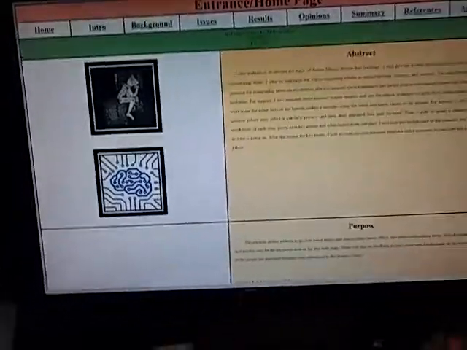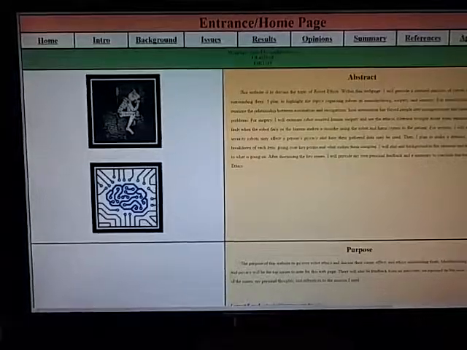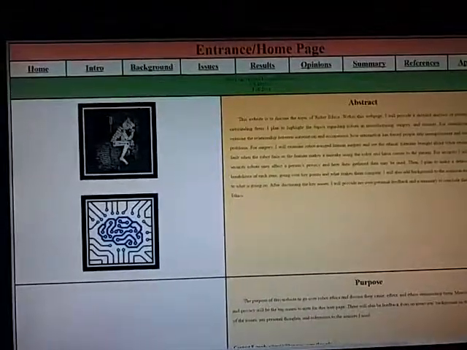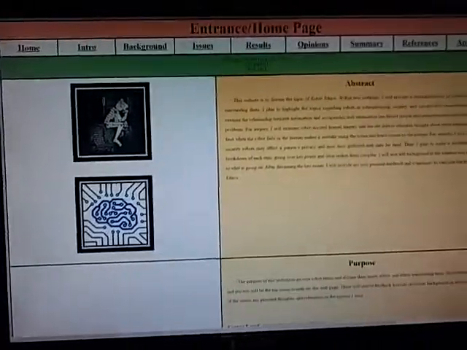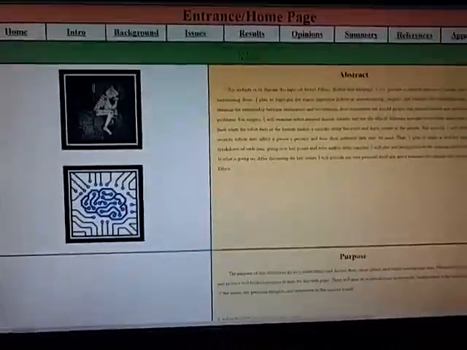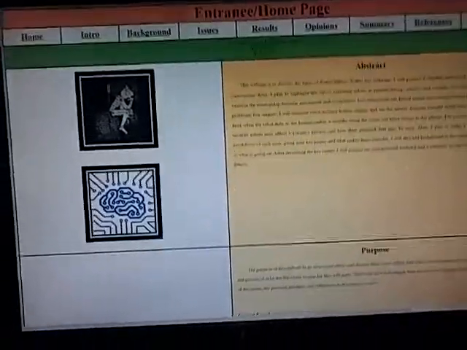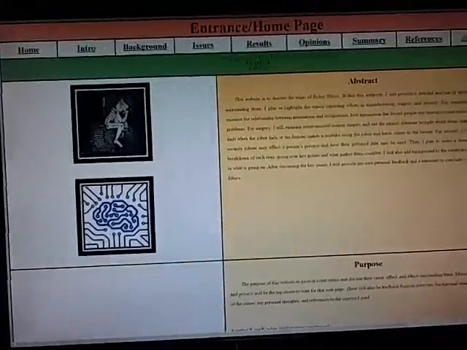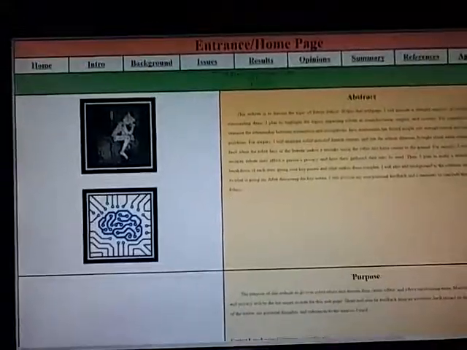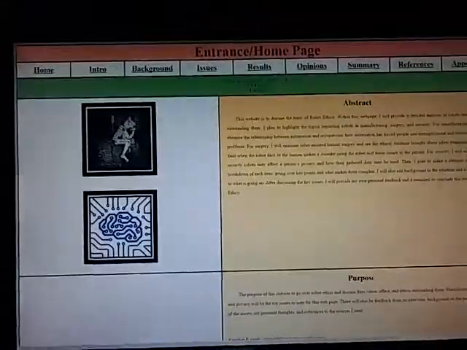The website's purpose is to discuss the topic of robot ethics. I provided a detailed analysis of robots and the ethics surrounding them. I plan to highlight topics regarding robots in manufacturing, surgery, and security. For manufacturing, I plan to examine the relationship between automation and occupations, how automation has forced people into unemployment and caused significant problems. For surgery, I plan to examine robot-assisted human surgery and the ethical dilemma of who is at fault when the robot fails or the human makes a mistake using the robot and harm comes to the patient.